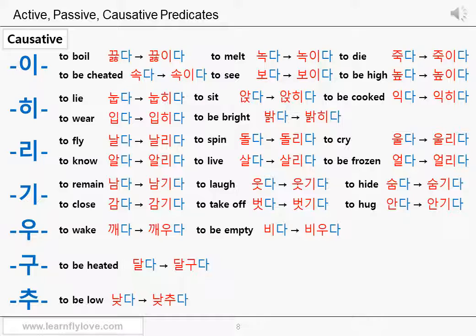To be low. When you say something such as a building is low, you use the active form 낮다. But when you want to say that you lower your voice, you use the causative verb 낮추다 with the affix 추 because you made your voice lower. Okay? And to be late. When you are late, you use the active form 늦다. But when you want to say someone put off a meeting for an hour, you use the causative verb 늦추다 with the affix 추.